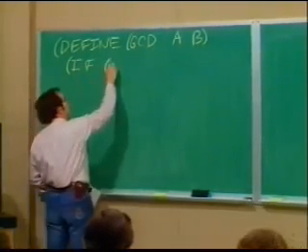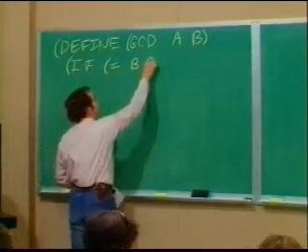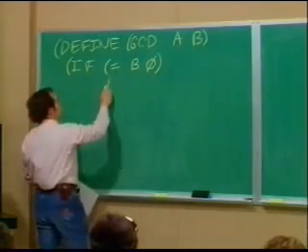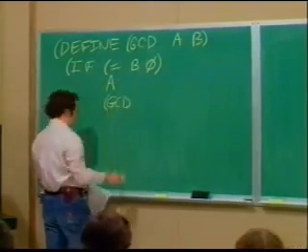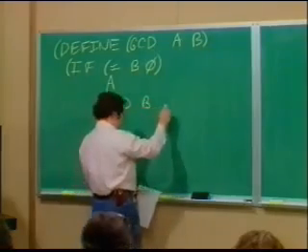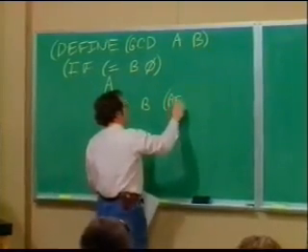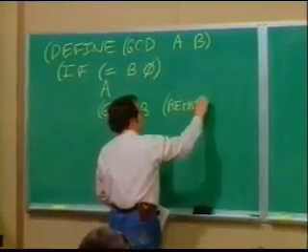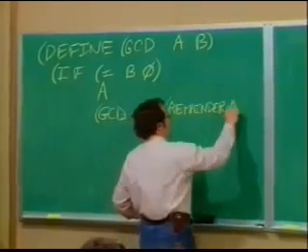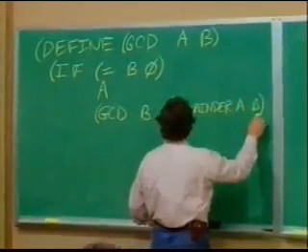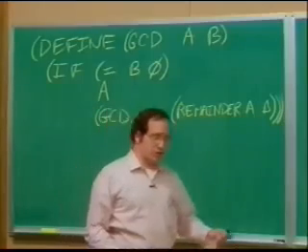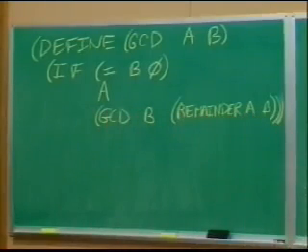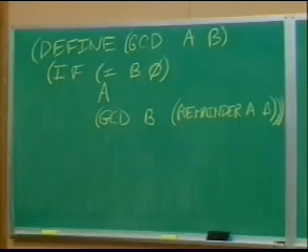If B is 0, then the result is going to be A. Otherwise, the result is the GCD of B, and the remainder when A is divided by B. So what we have here is a very simple iterative process. This is a simple recursive procedure, recursively defined procedure, or recursive definition, which yields an iterative process.